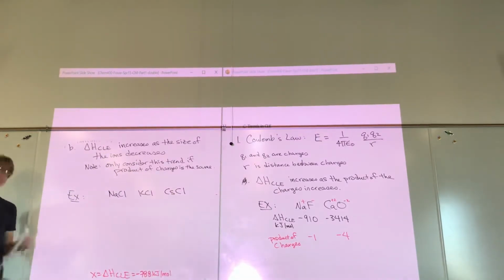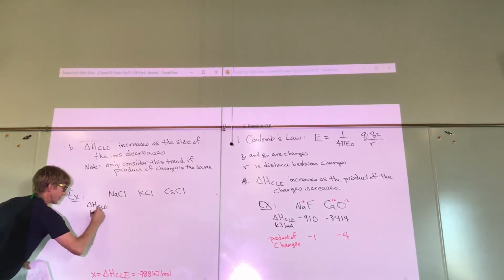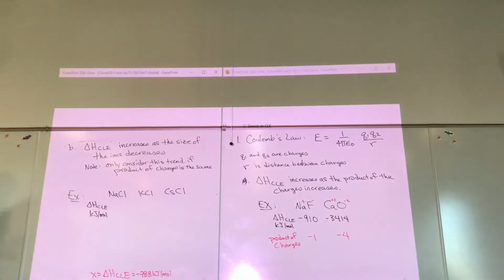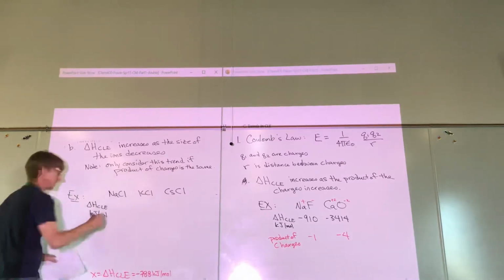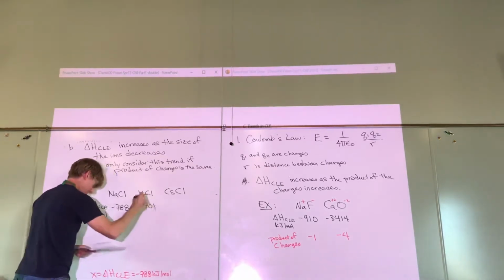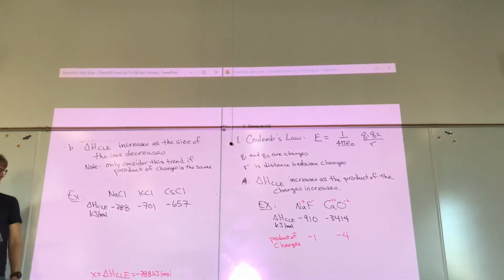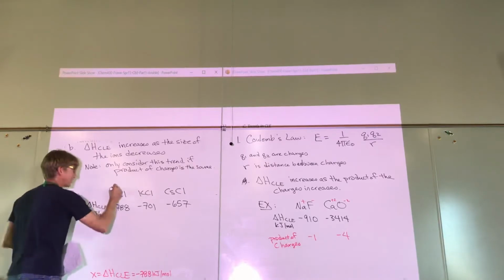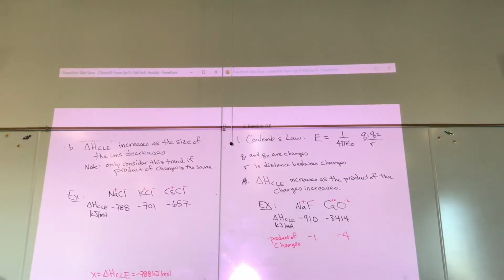And the delta H CLE, the crystal lattice energies, in kilojoules per mole. Sodium chloride, from the previous example, is minus 788. Potassium chloride is minus 701, cesium chloride minus 657 kilojoules per mole. All of these are plus 1, minus 1, plus 1, minus 1, plus 1, minus 1.